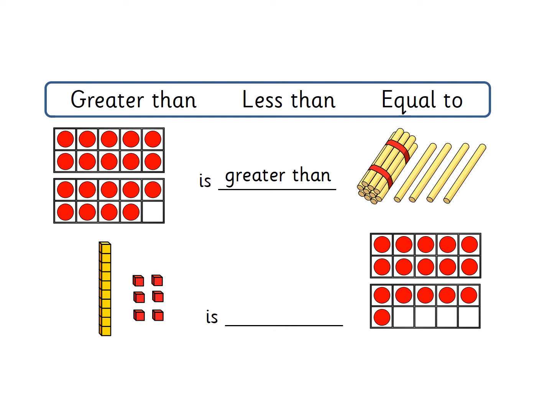And let's check our tens frames on the other side. We've got 10, count the counters, 11, 12, 13, 14, 15, 16. So we've got 16 on that side, 16 on that side. Is it greater, less than or equal? What do we need to write in the middle? Well done, 16 and 16, they are the same number. It is equal to.